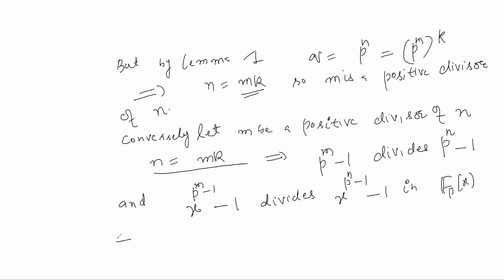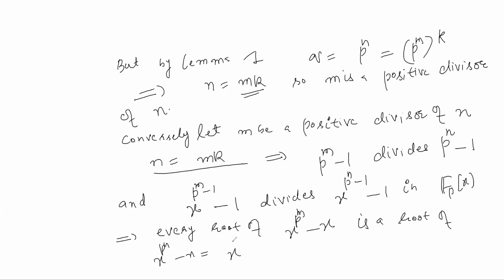Okay, so from here you can say that every root of the polynomial x raised to power p raised to power m minus x is a root of x raised to power p raised to power n minus x, which is x raised to power q minus x. You just multiply x both sides, you would get this from this relationship. So every root of x raised to power p raised to power m minus x is a root of x raised to power q minus x.